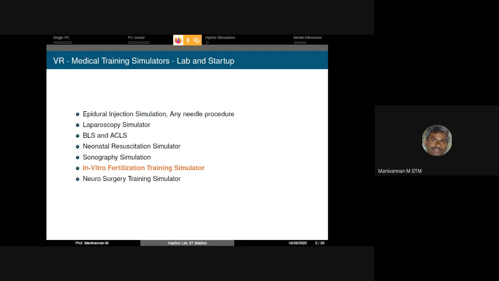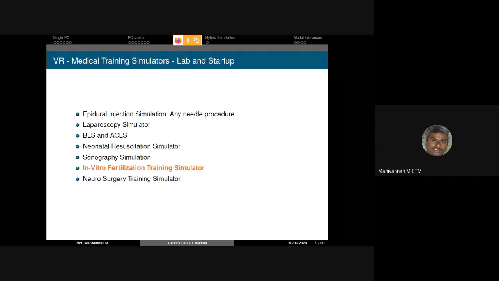So in the last 15 years in our lab, we have been solving this particular problem, but focusing on one specific target application: helping clinical doctors with medical training simulators. Both our lab and the startup company, Medical Haptics, together have created about 10 medical simulators and put them in use with doctors.